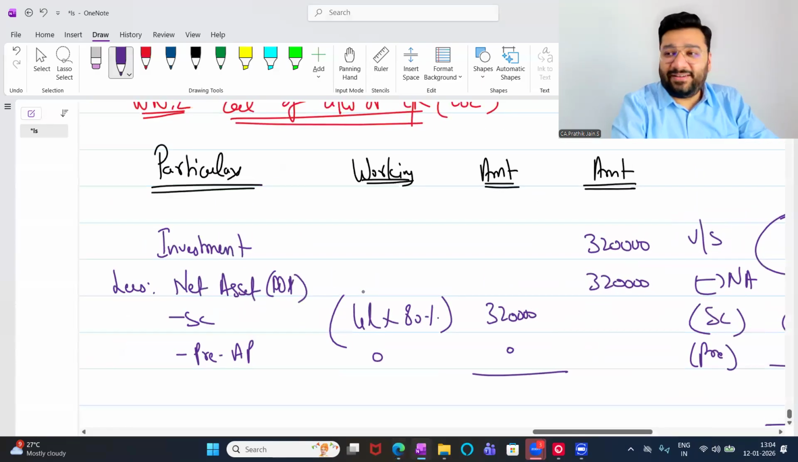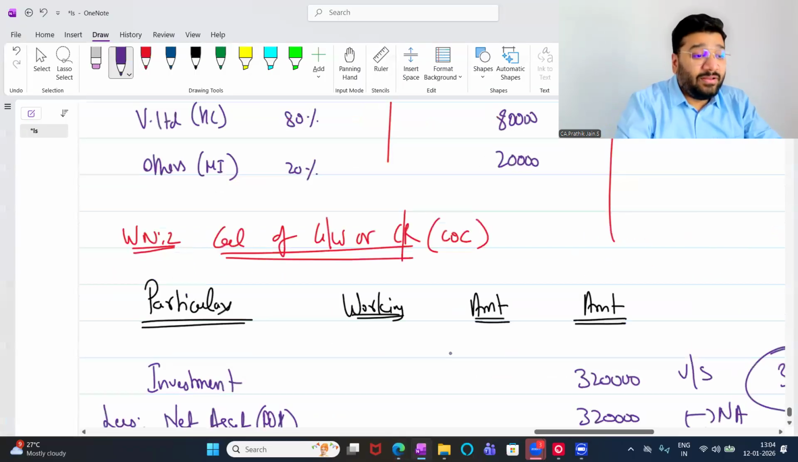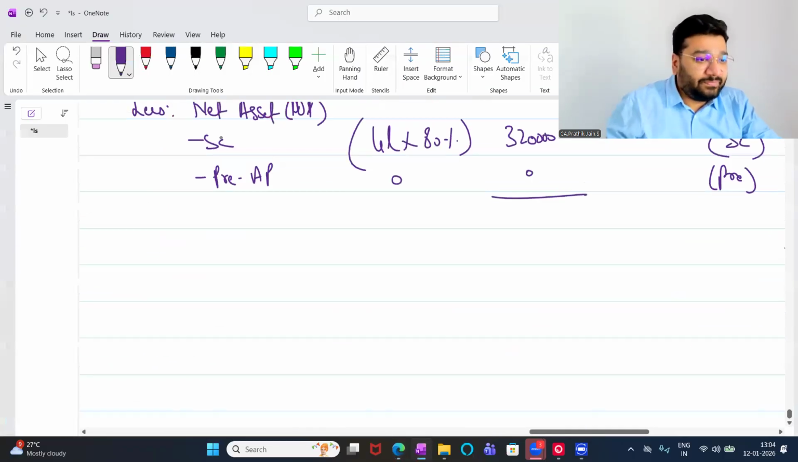Now this is clear. Can I continue? Okay. Next working note. Working note 2 over. Working note 3 now.